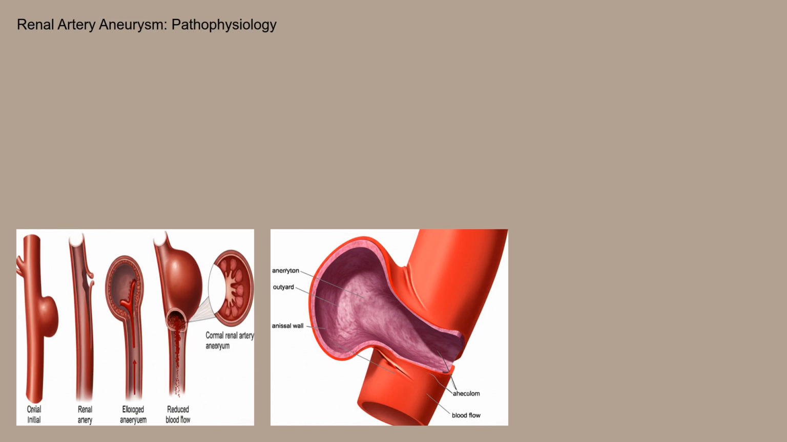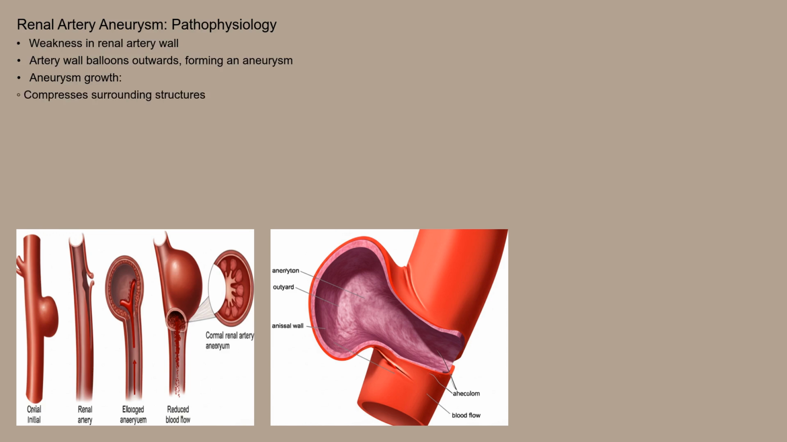Let's delve into the pathophysiology. A renal artery aneurysm is essentially a weakened area in the wall of the renal artery, the major vessel supplying blood to the kidney. This weakness allows the artery wall to balloon outwards, forming an aneurysm. As the aneurysm grows, it can compress surrounding structures, potentially reducing blood flow to the kidney. This reduced blood flow can, over time, lead to kidney damage and hypertension. The biggest risk, however, is rupture. If the aneurysm bursts, it can cause severe internal bleeding and become a life-threatening emergency.